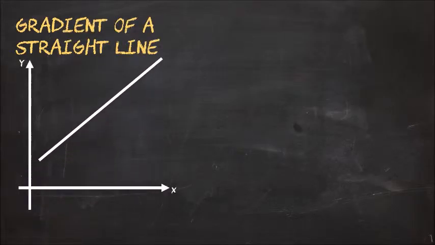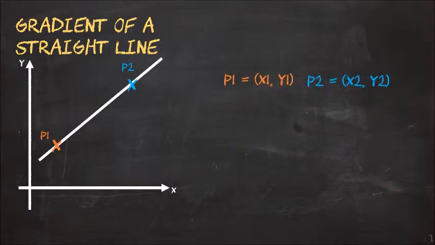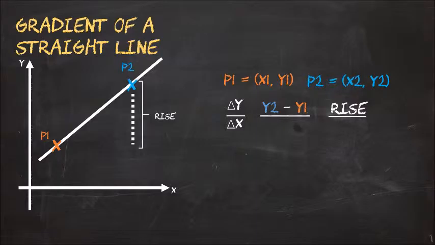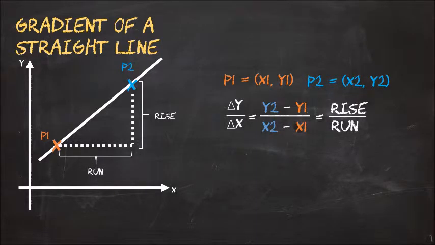Here is how you can find the gradient of a line. By taking any 2 points on the line, B1 and B2, we will be able to derive the gradient of the line. To find the gradient, we take delta y over delta x. Delta y is the change in y, y2 minus y1, called rise. Delta x is the change in x, x2 minus x1, called run.